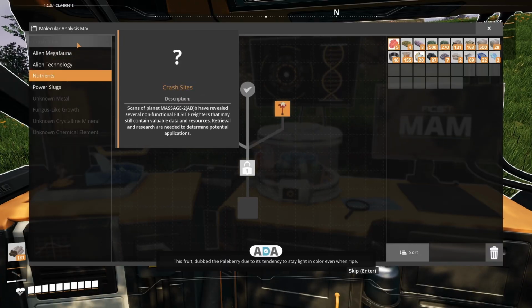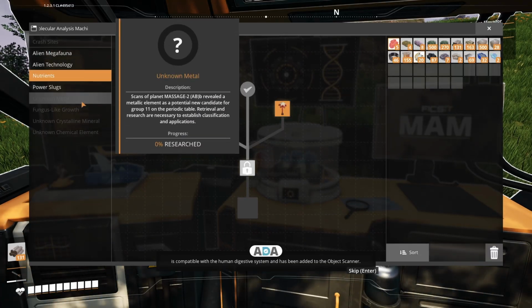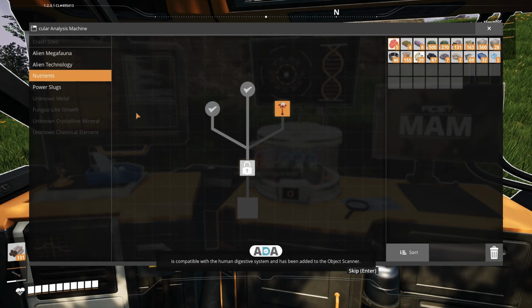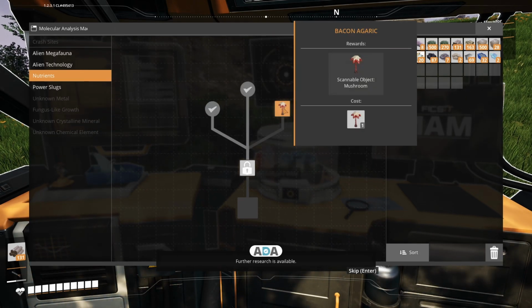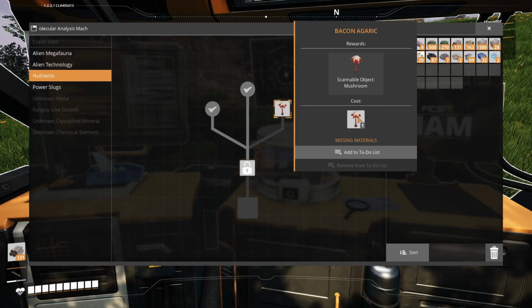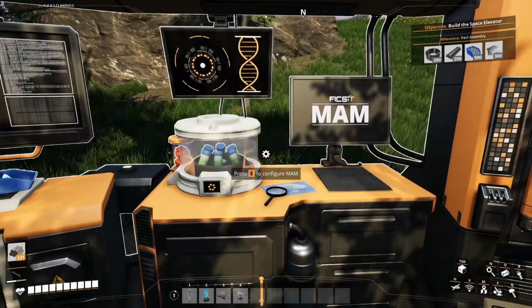Interesting. This fruit, dubbed the paleberry due to its tendency to stay light in color even when ripe, is compatible with the human digestive system and has been added to the object scanner. Further research is available. I have not found any mushrooms yet. That is unfortunate.